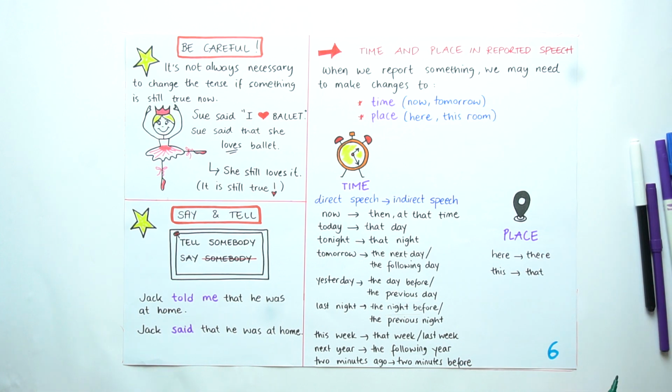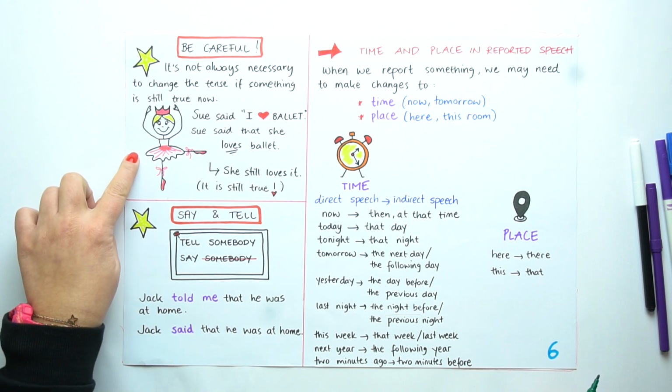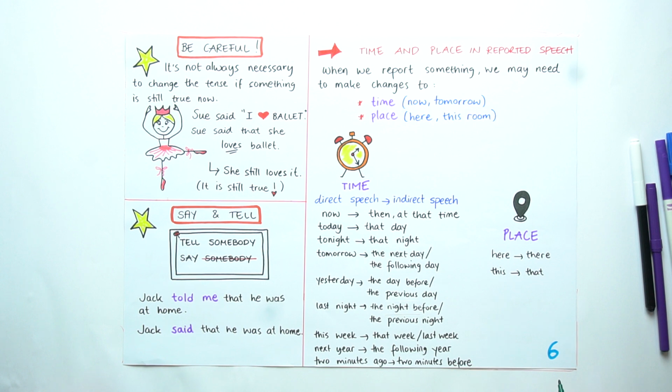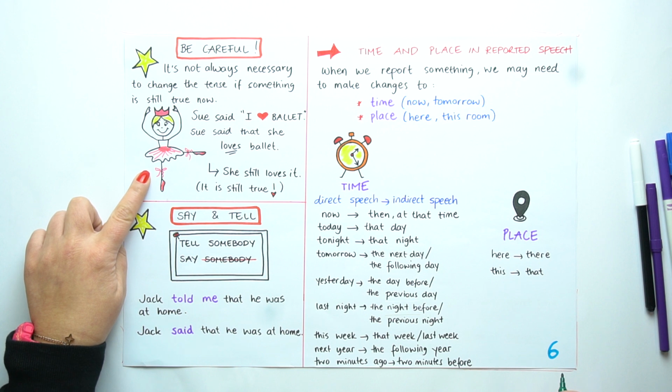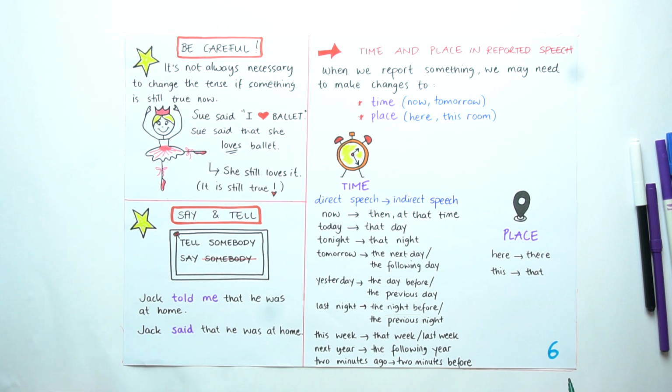We're going to learn a couple of more things, but first we need to be careful about something. It's not always necessary to change the tense if something is still true now, okay? Look at our ballerina, that's Sue. She said, I love ballet, okay? And she still loves it. So do I really need to change it? No, you can still use it in the present form. Sue said, I love ballet. So you can say, Sue said that she loves ballet, all right? We'll be doing more examples about this one, but keep it in mind, okay?